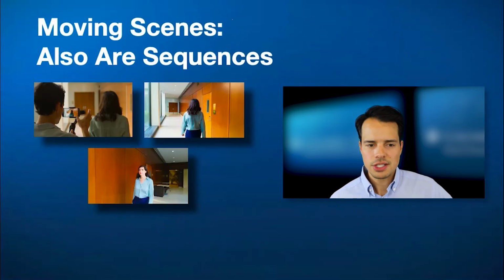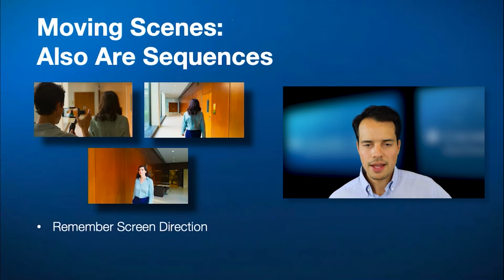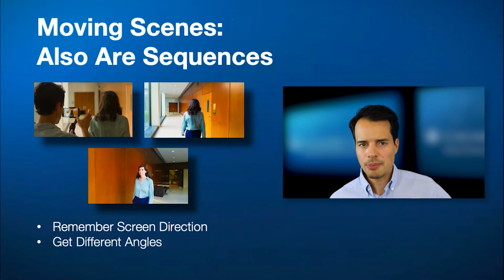Now, moving scenes are also sequences. So when we're shooting a moving scene, we want to remember that if we're having the subject move, let's say from left to right, all the shots need to happen in the same way or show the same sort of action. Also, remember to get different angles.